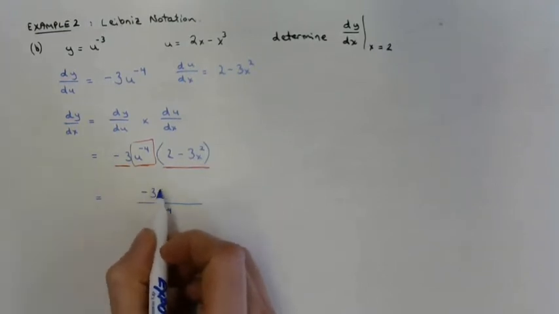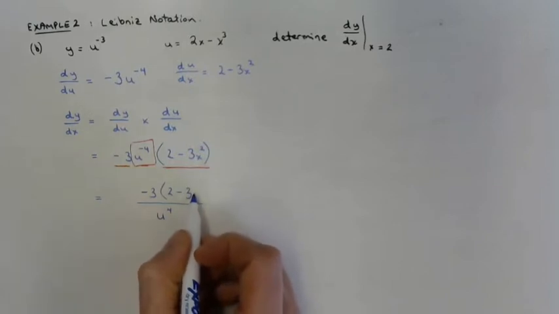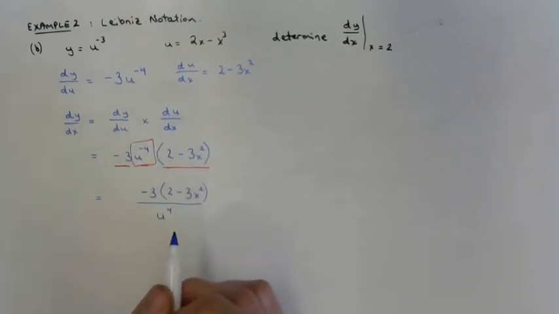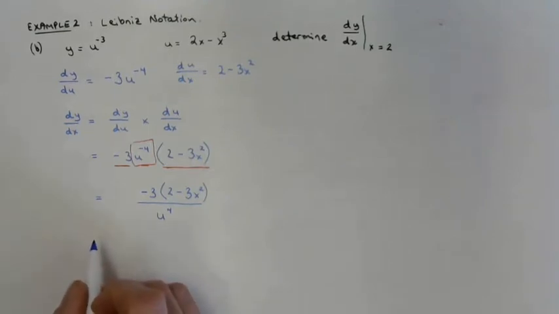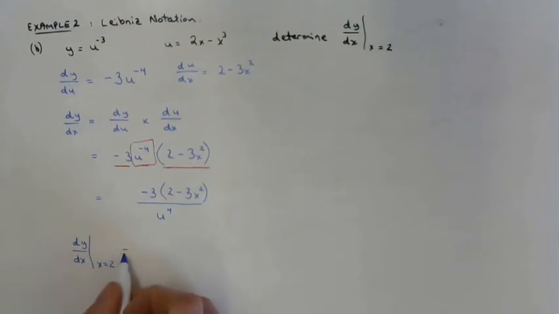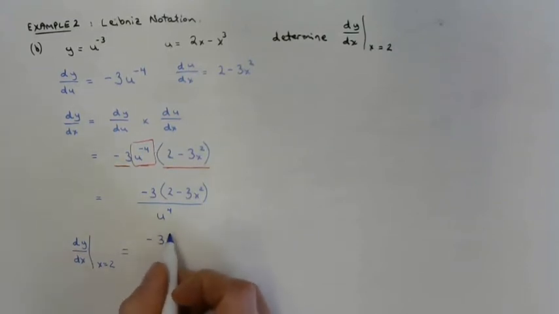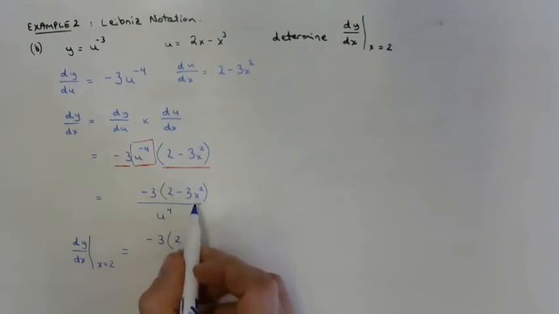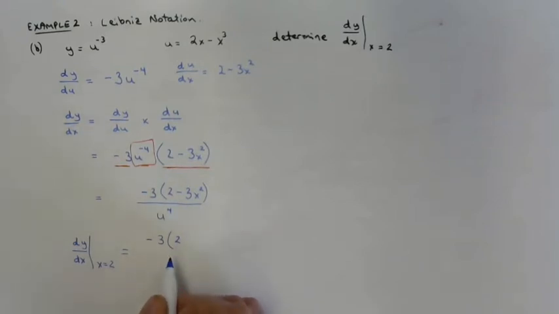And then in the numerator we have negative 3 times 2 minus 3x squared. And we could expand that, but it's not necessary to expand it completely, because all we need to do is throw in x equals 2 wherever we see an x. So if we're going to go for our next step, we're taking our derived function, dy by dx, and finding its value where x equals 2. So I'm going to copy it down, and everywhere I see an x, we're going to put in x equals 2. And also we're going to sub in the function u.